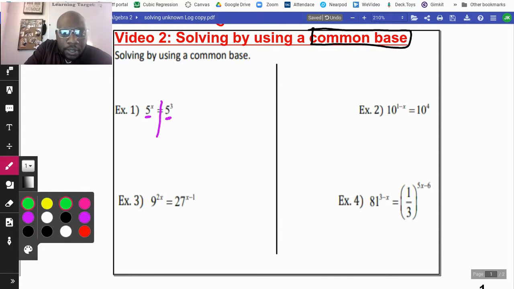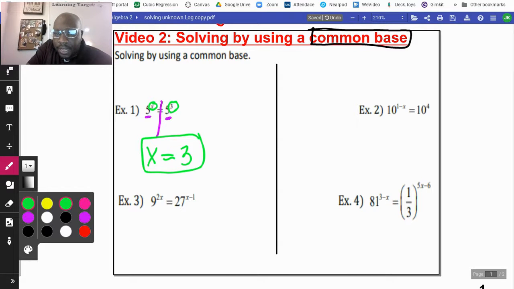What you're going to do is just take the exponent of the left-hand side, set it equal to the exponent of the right-hand side, because you have the common base. x equals 3. In this case, there is no extra work. We're done, right?